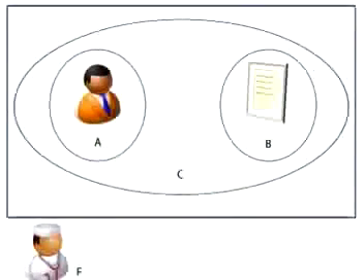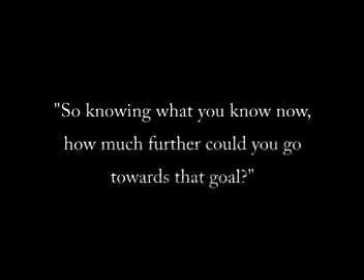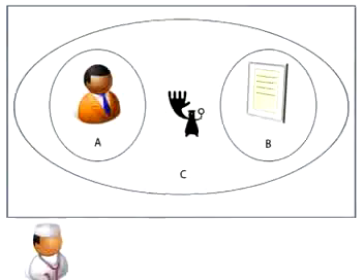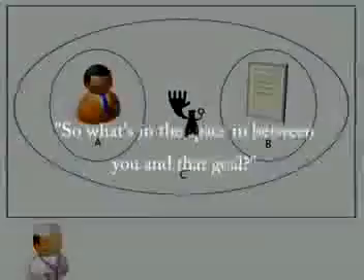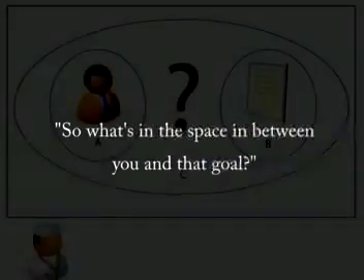And the other little problem with this is that as soon as he makes a move, so knowing what you know now, how much further could you go towards that goal? Okay, so he can't go any closer, right? I could go closer to. Okay, so what's in the space in between you and that goal?